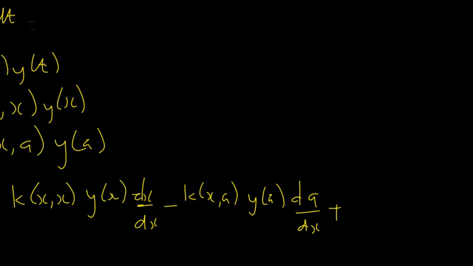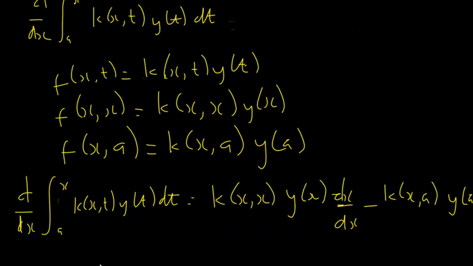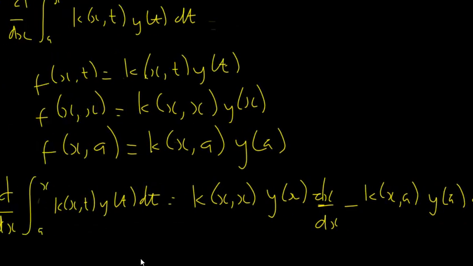Then plus the integral from a to x of the derivative with respect to x of the whole function of x, which is k of x t y of t dt. So this becomes the formula. This is the derivative we're looking for. So now let's try simplifying this.